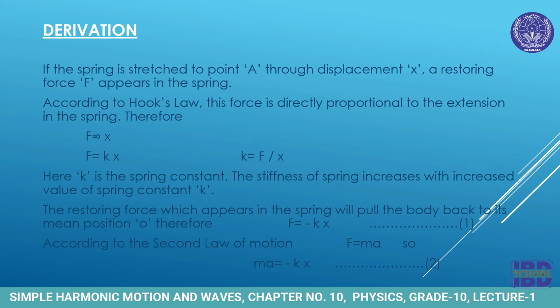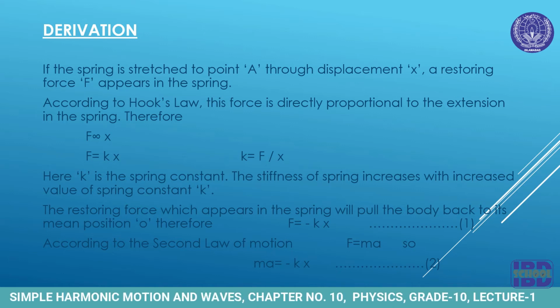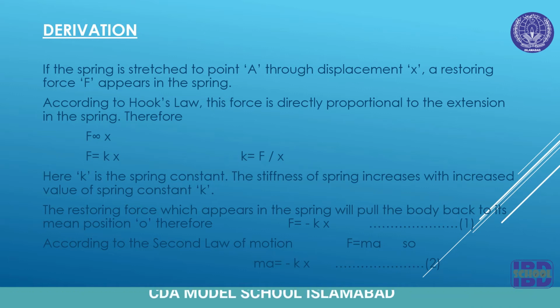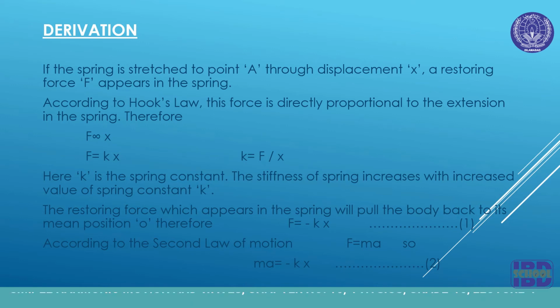Then according to Hooke's law, this force is directly proportional to the extension in the spring. Therefore, F is directly proportional to x, and F would be equal to kx. What is k here? k is the spring constant and its value is equal to F over x. So the spring constant indicates the stiffness of the spring. If the value of k increases, the stiffness of the spring also increases.